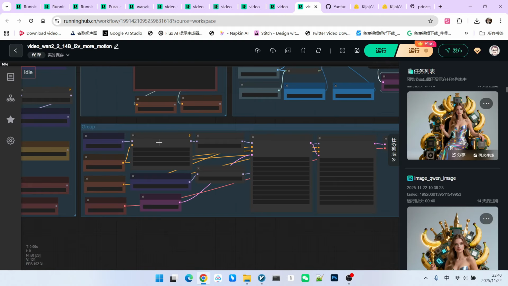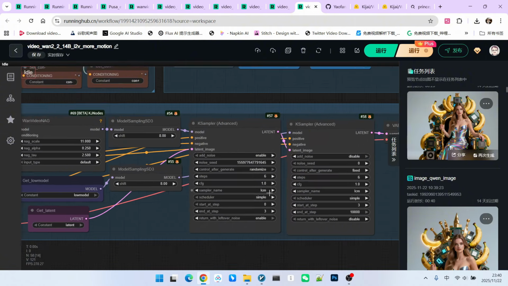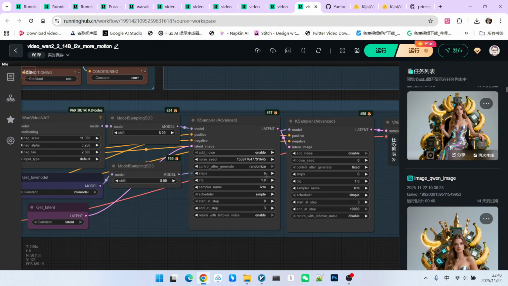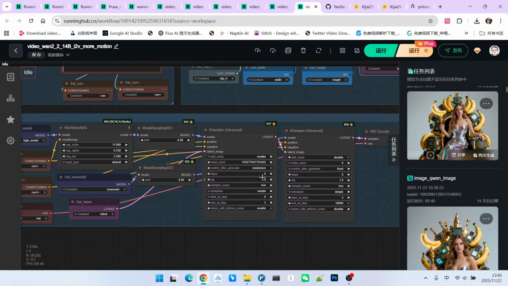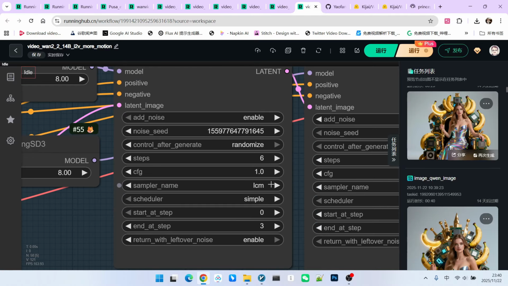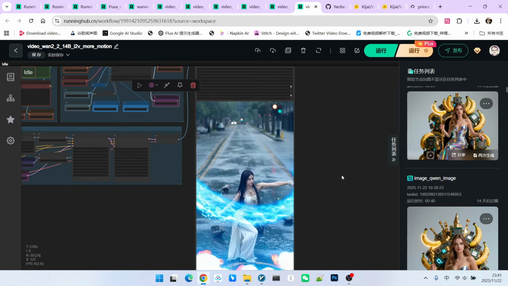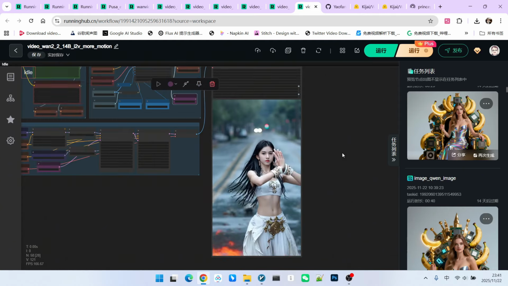Below is the sampling section. This sampling is a standard sampling process and is not special in any way. We use 6-step sampling. The first 3 steps sample the high noise model, and the latter 3 steps sample the low noise model. My sampler algorithm is LCM, and the scheduler algorithm is simple. This results in a fantastic effect.